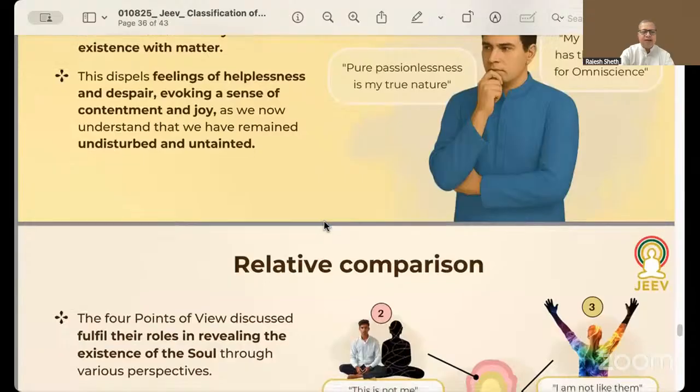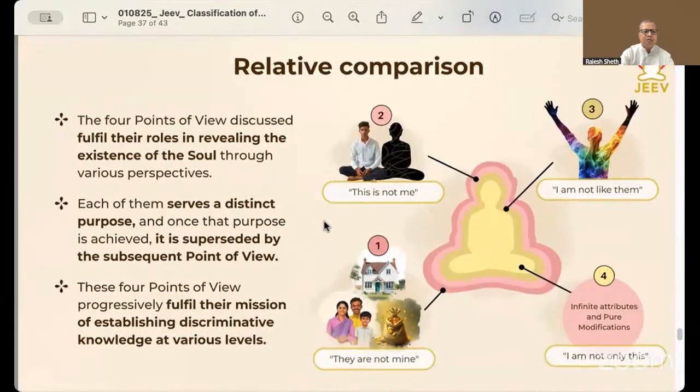Now the next new slide summarizes the four conventional points of view. The four points of view discussed fulfill their roles in revealing the existence of the soul through various perspectives. Why do we need to understand these various perspectives? Can anyone answer? Jayashree, I would ask you. Tell me. So that we get to a better thinking of ourselves. We should stop thinking about the body and start thinking about the soul and grow from there.